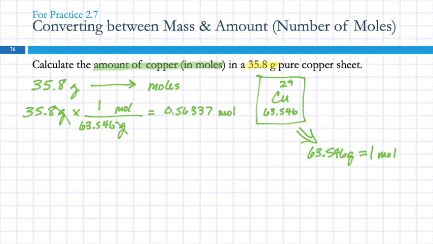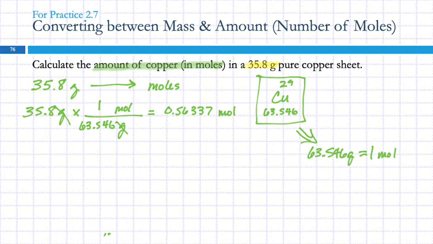As is often the case, the number that I'm starting with has 3 sig figs. My molar mass here, this periodic table showed me 5 sig figs. The one I give you on an exam shows 4 sig figs. So you can use more, it's never going to hurt anything.